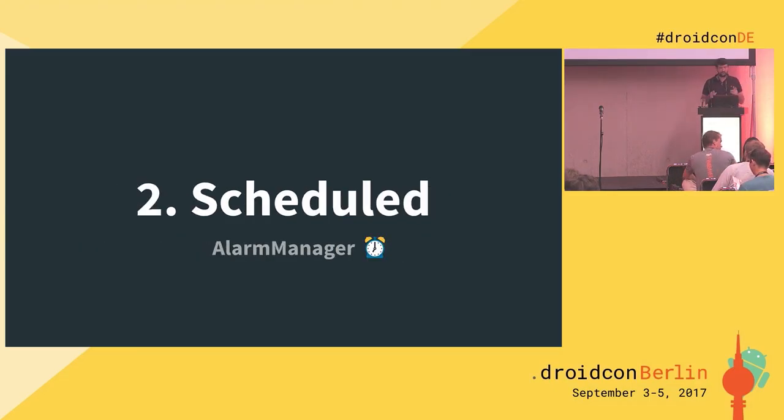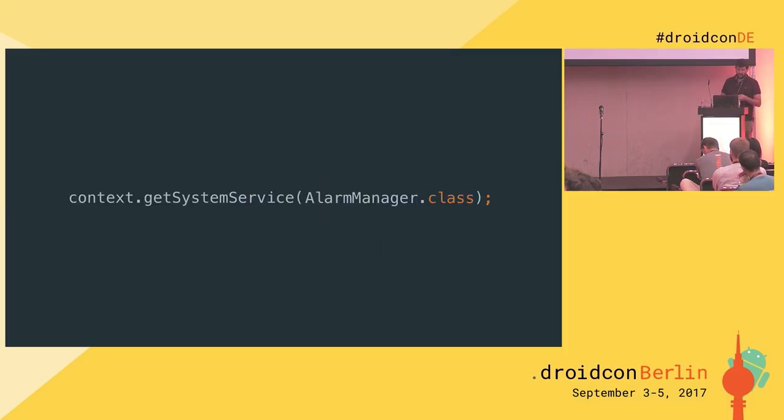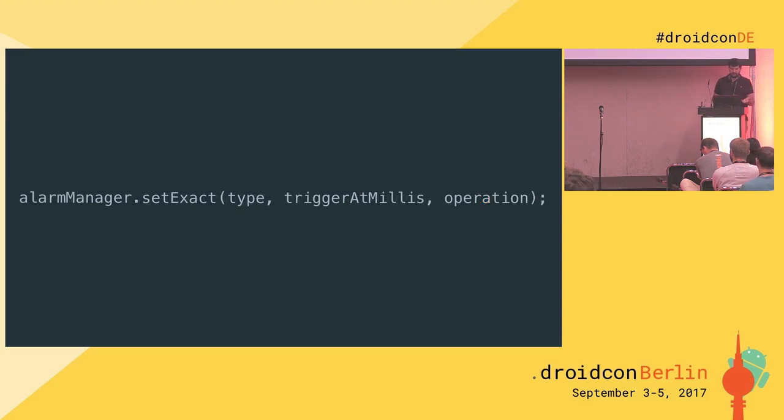The second one is much more interesting. It's based on the AlarmManager. And as I said, being able to provide the right information at the right moment is really a wow effect for a user. So you can count on AlarmManager for that. AlarmManager is a system service, so you get it from the context. And then you call setExact with a type, a triggerAtMillis, and an operation.